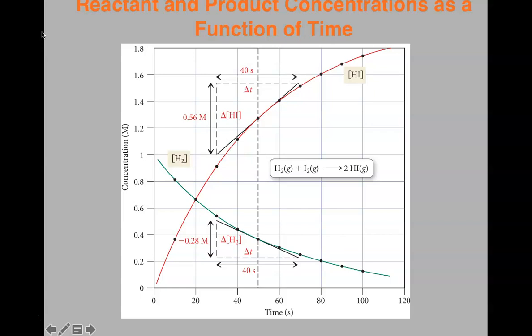And it should make sense because the change in concentration is 0.56 right here, and then for the hydrogen and the iodine, 0.28. Notice the negative sign is just there to make sure you know it's a reactant, as well as the fact that overall the rate is going to be positive.